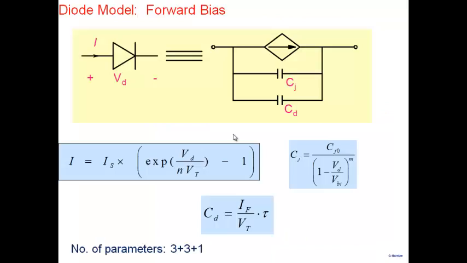Okay, let's continue then. This is the model that we had put forward for a diode in forward bias. In forward bias, the diode can be thought of as three elements: a voltage dependent current source with exponential characteristics, a junction capacitance or depletion capacitance, which is also voltage dependent, and a diffusion capacitance, which is dependent on the amount of forward current in your diode. So the forward current results in a certain diffusion capacitance here.